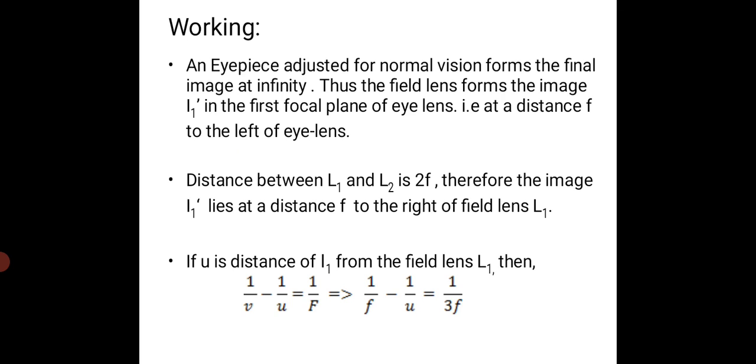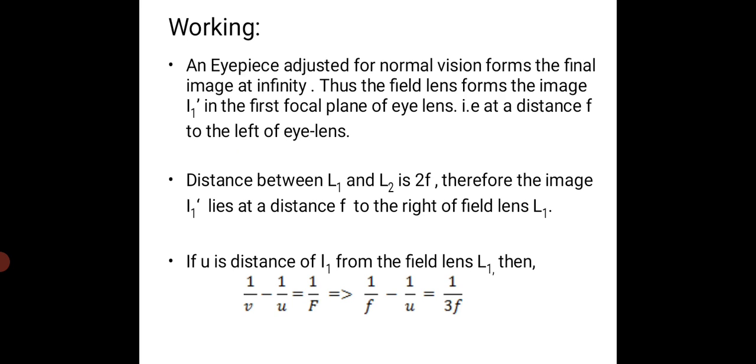Now we will see the working. An eyepiece adjusted for normal vision forms the final image at infinity. Thus the field lens forms the image I1 dash in the first focal plane of the eye lens, at a distance f to the left of the eye lens. The distance between the first and second lenses L1 and L2 is 2f. Therefore, the image I1 dash lies at a distance f to the right of the field lens L1.